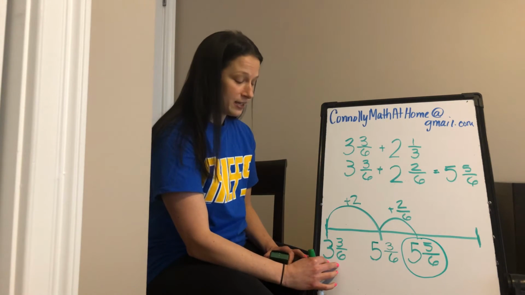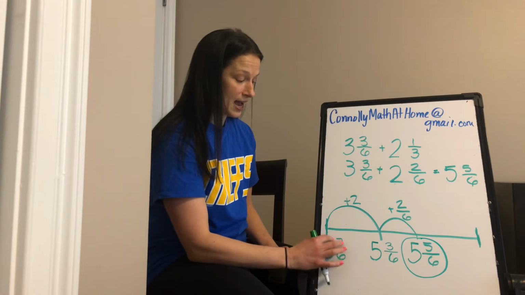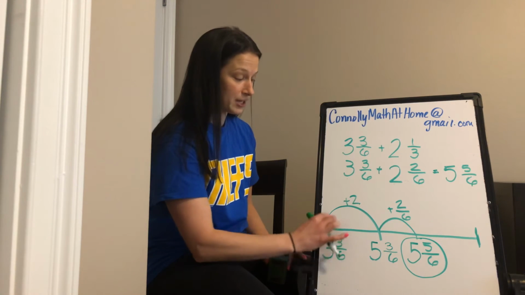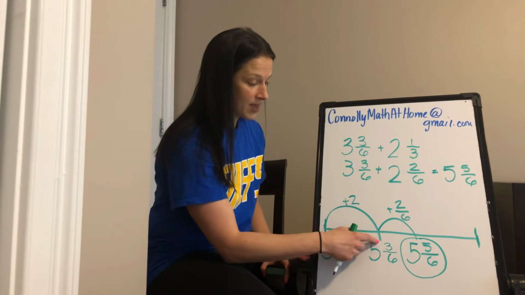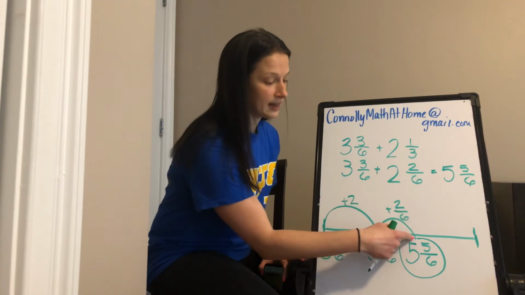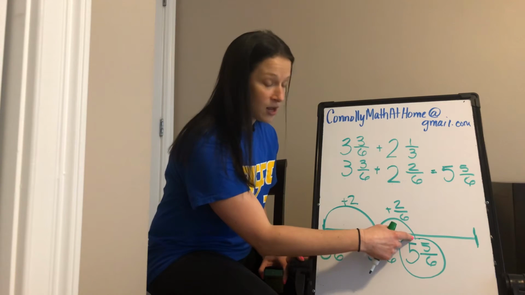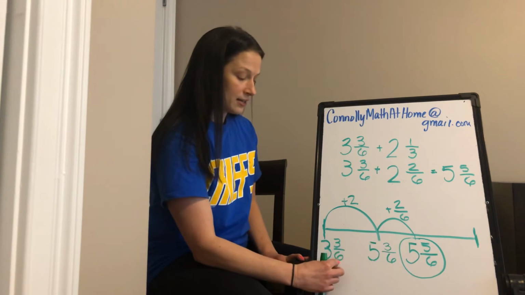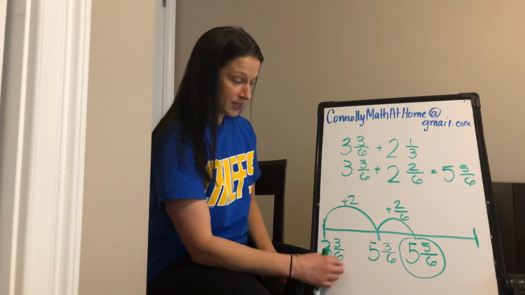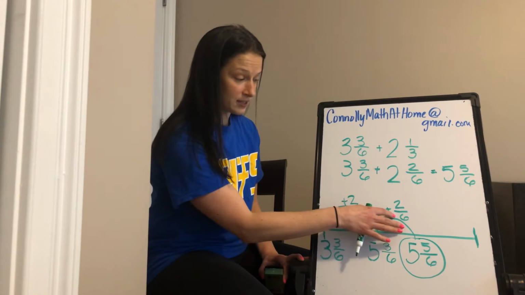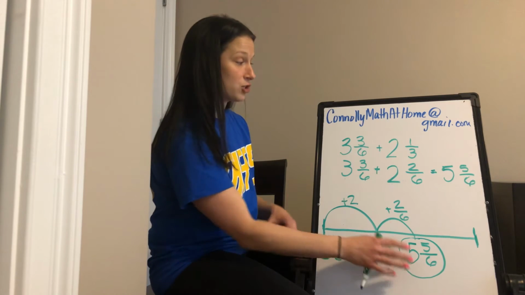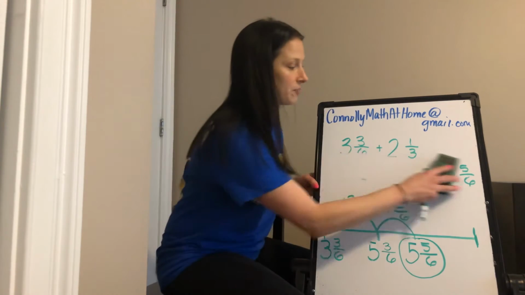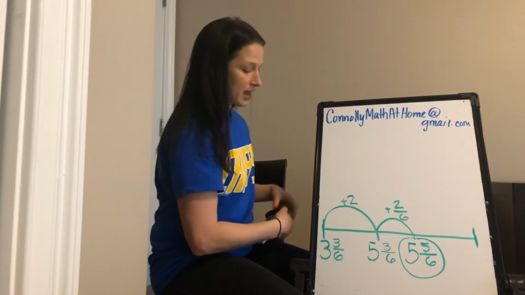Let's review what you see. 3 and 3/6. I added 2 and 2/6 in parts. First, I added 2, and I landed on 5 and 3/6. Then I added 2/6, and I landed on 5 and 5/6. So after starting with 3 and 3/6, and then adding 2 and 2/6, my final answer is 5 and 5/6. Okay, I'm going to show that to you with equations up here, exactly what just happened.